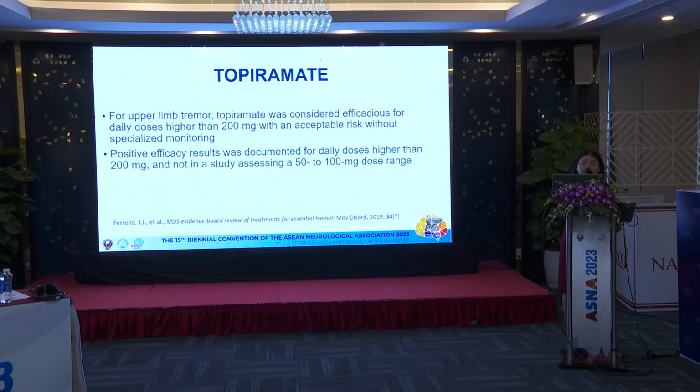For upper limb tremor, topiramate was considered efficacious at a daily dose higher than 200 mg, with an acceptable risk without specialized monitoring. Positive efficacy results were documented for a daily dose higher than 200 mg, and not in a study that assessed a 50 to 100 mg dose range.